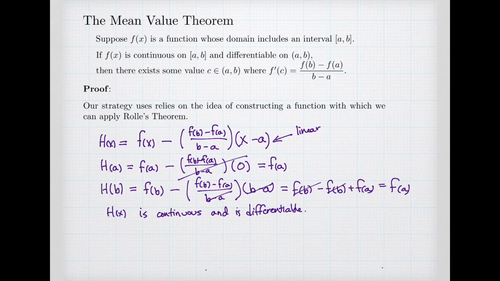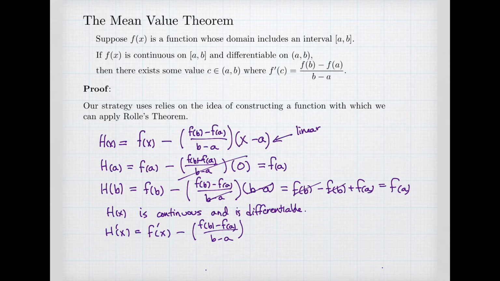In fact, I can calculate h prime. It's equal to f prime of x minus this average rate of change, f of b minus f of a over b minus a, times the derivative of x minus a, that's 1. So this actually is the formula for h prime of x. My h of x meets all the requirements for Rolle's theorem. It's continuous, the same place as f is continuous. It's differentiable, where f of x is differentiable. And the left value and the right value on the interval have the same value.